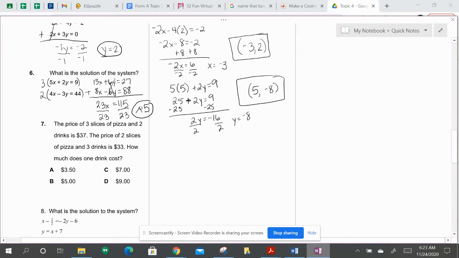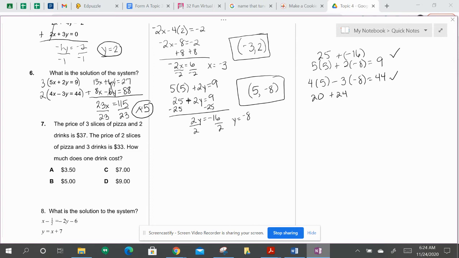Again, just checking to be sure that that answer is correct. I can try 5 times 5 plus 2 times negative 8 and make sure I get an answer of 9. And then 4 times 5 minus 3 times negative 8 and make sure I get an answer of 44. So in the top case, I'd get 25 plus negative 16, and 25 minus 16 does in fact equal 9. And in the bottom equation, I'd get 20, and then negative 3 times negative 8 becomes positive 24, and 20 plus 24 does in fact equal 44. So again, I can feel confident with this answer.